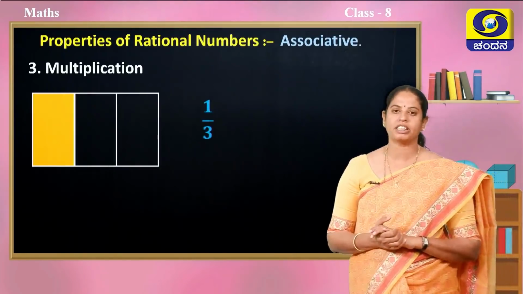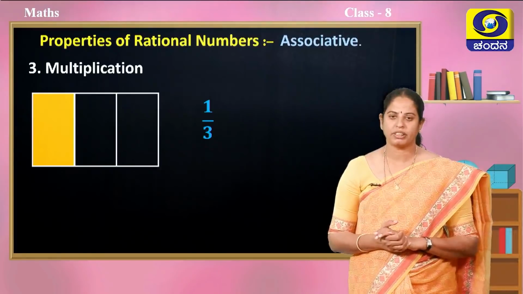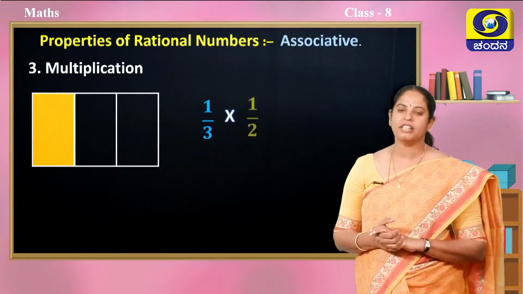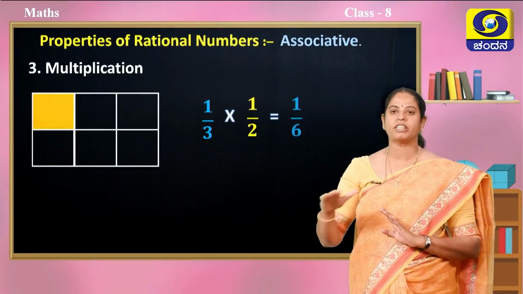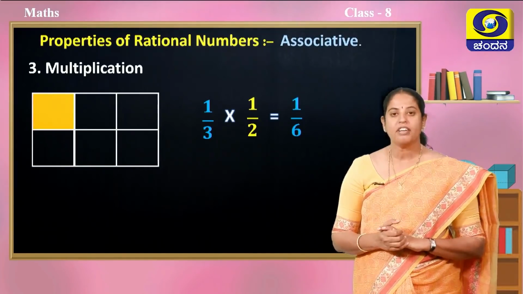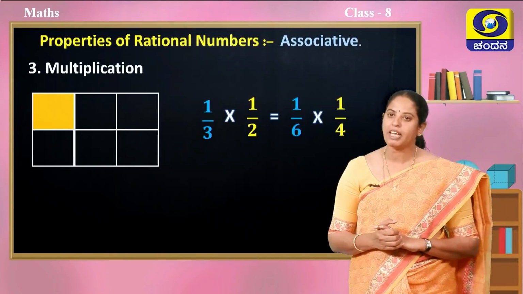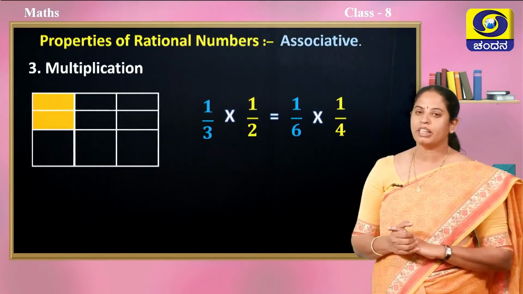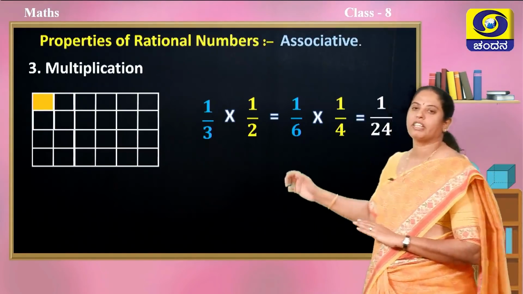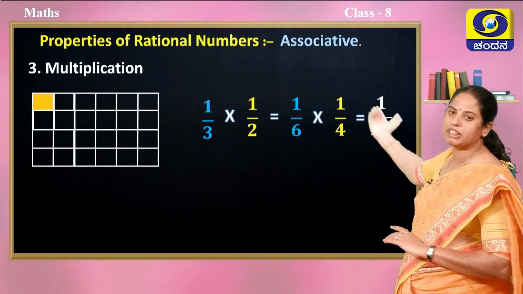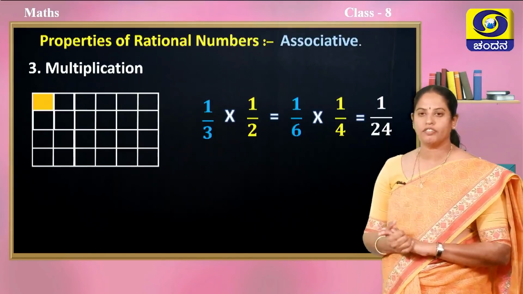So, now we are verifying with multiplication. For this I am considering 3 rational numbers. The first one is 1 by 3 when multiplied by 1 by 2, that is, 1 by 3 is halved, I am getting 1 by 6. When this 1 by 6 is multiplied by 1 by 4, what am I getting? Yes, 1/4 of 1 by 6 means it is 1 by 24.